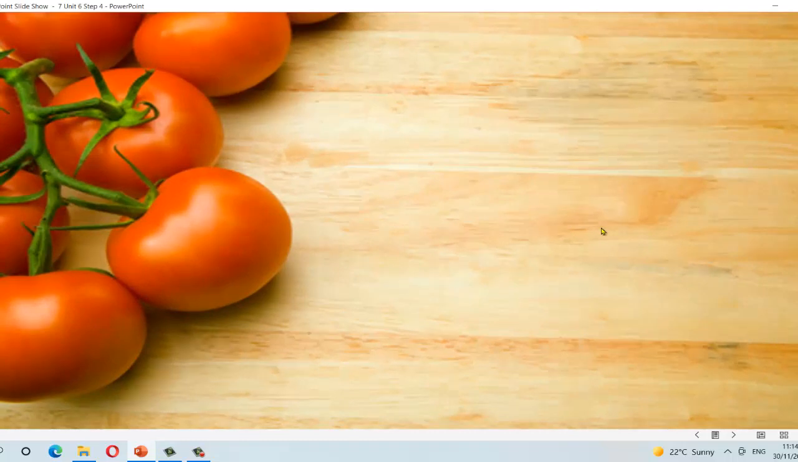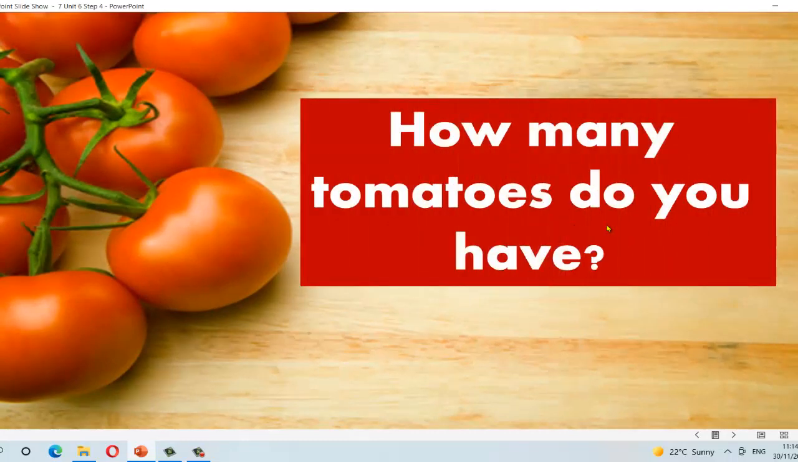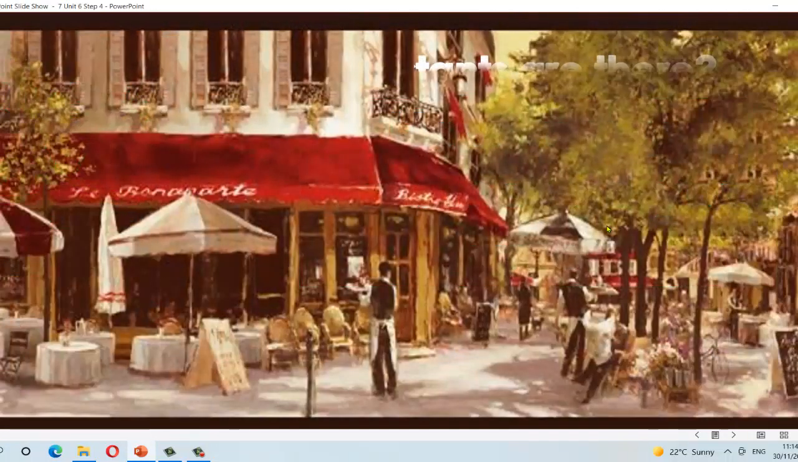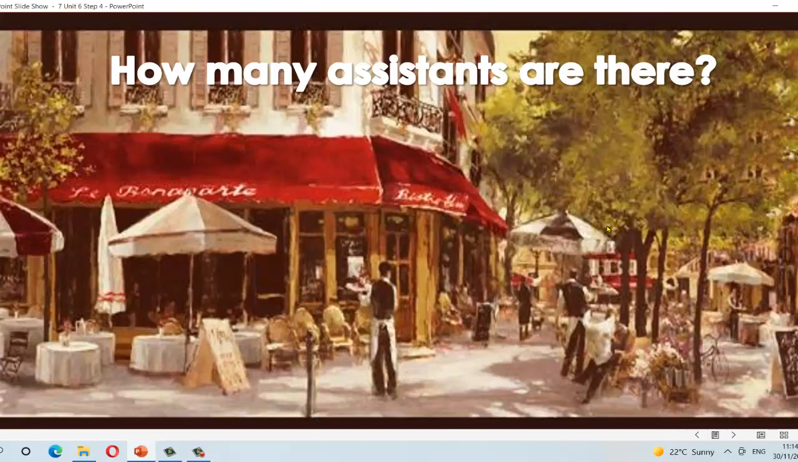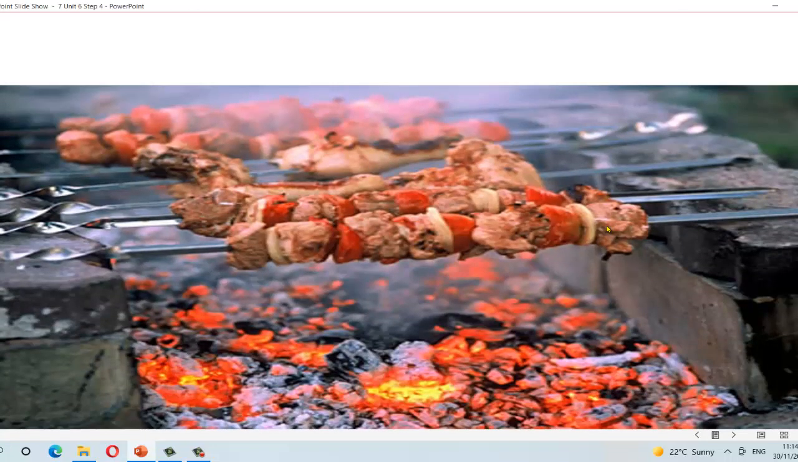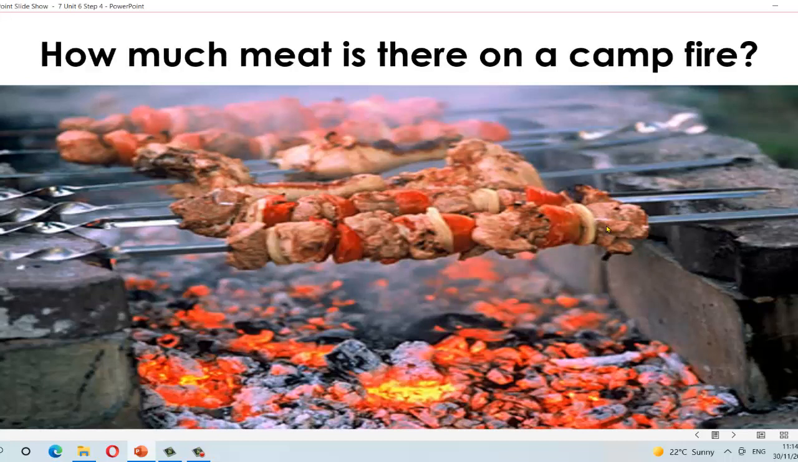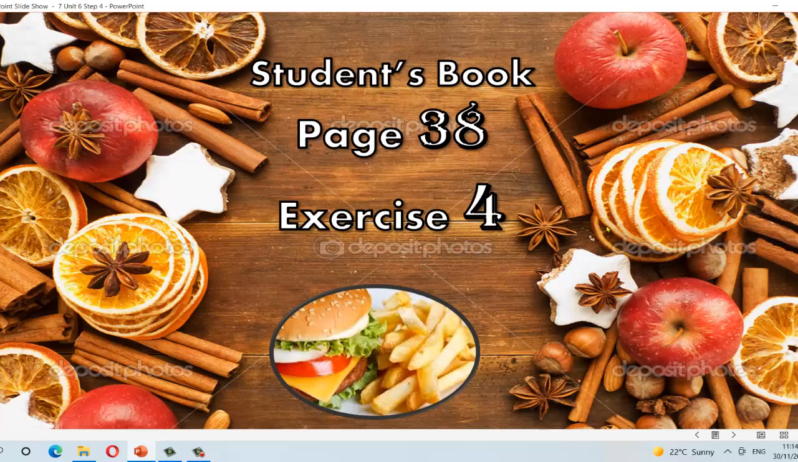For more understanding, let's read this question. How many tomatoes do you have? I have 5 tomatoes. How many assistants are there? 3 assistants, 4 assistants. For countable nouns, we ask with how many. But for uncountable nouns, amounts and quantities, we ask with how much. Excellent. How much meat is there on the campfire? Meat is an uncountable noun, so I ask it with how much.